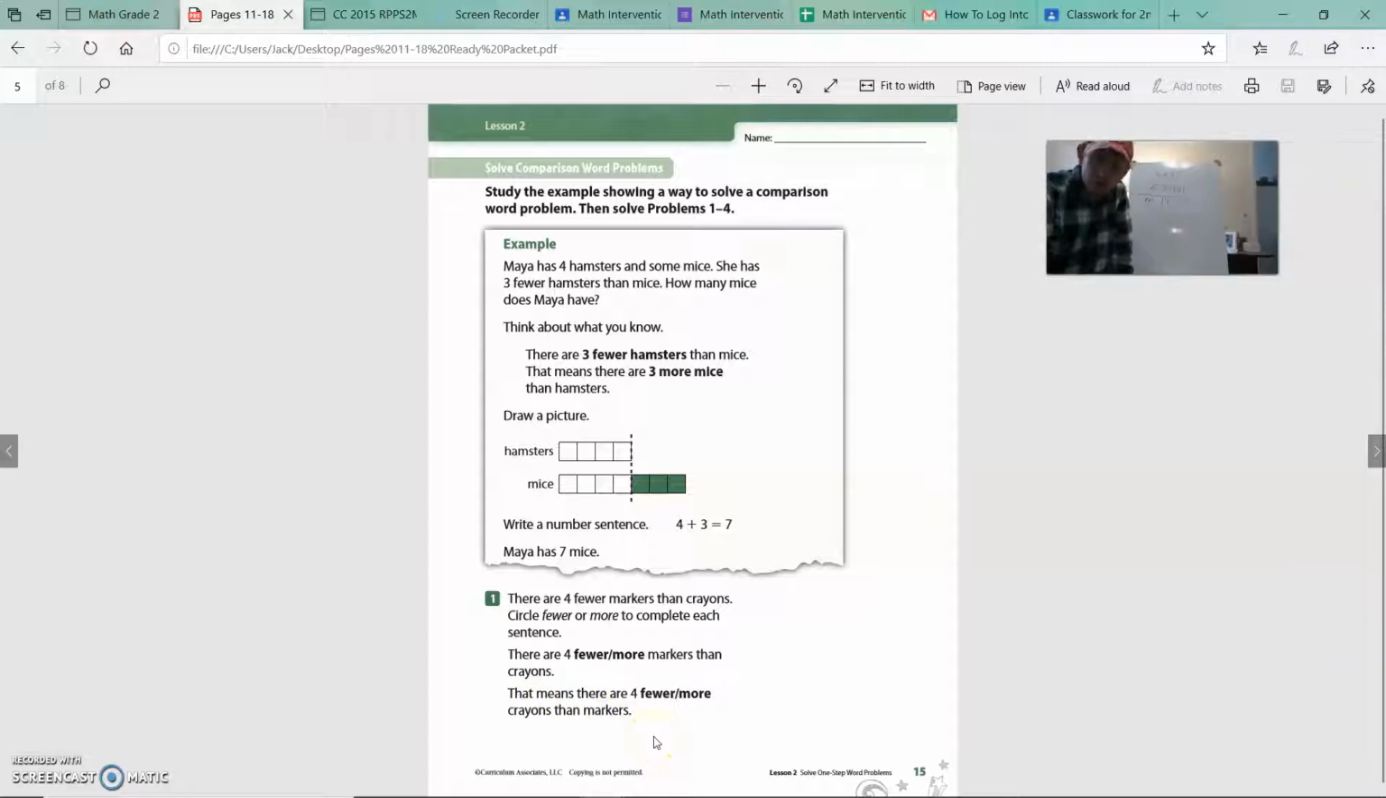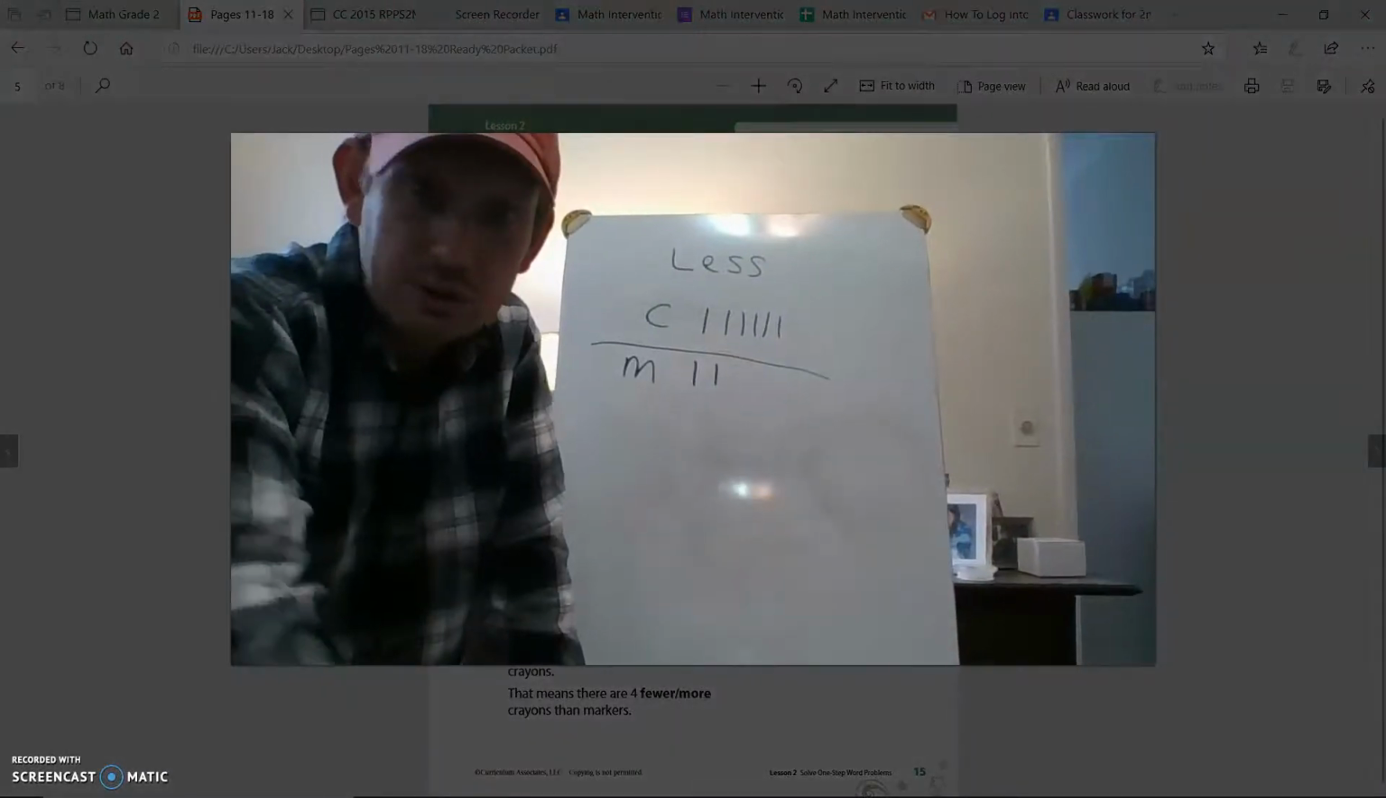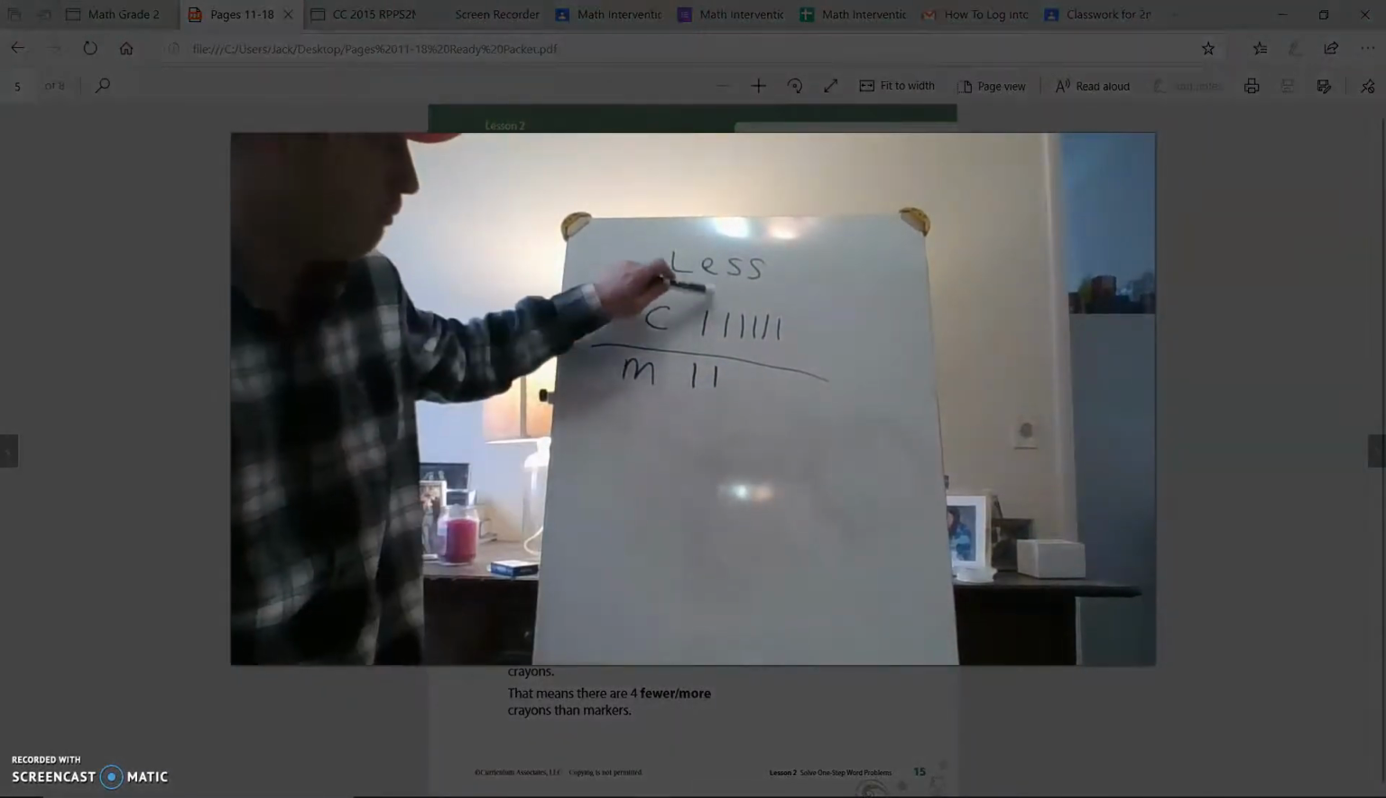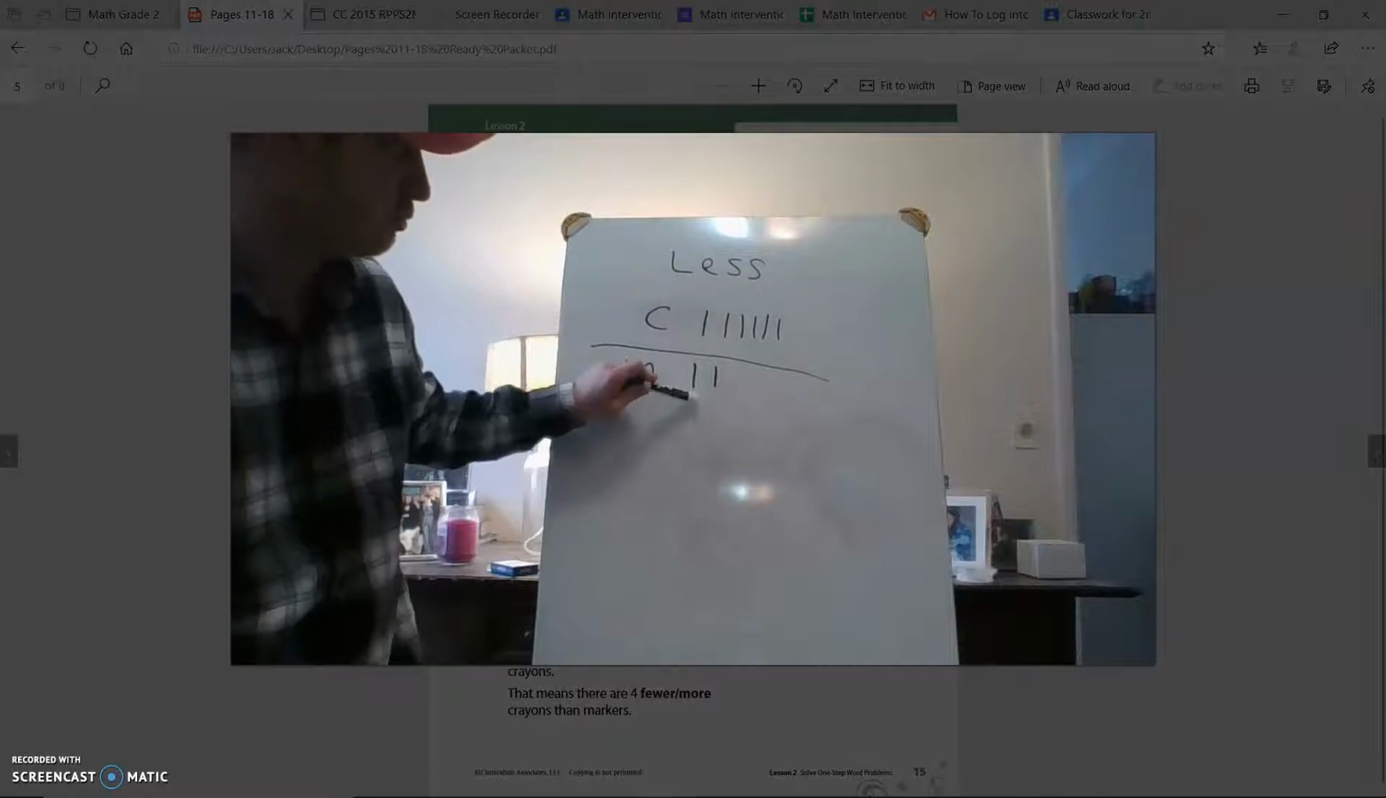The next question says, that means there are 4 fewer or more crayons than markers. Well, there's 2 ways we can do this. First is just if we understand the words. If we know that there are 4 fewer markers, that automatically means that there are 4 more crayons. But if you're not there yet, you can always look back at our picture. We can see we have more crayons than we do markers.